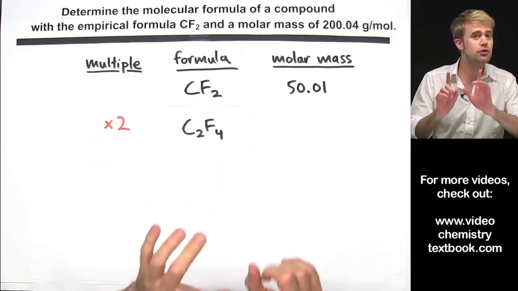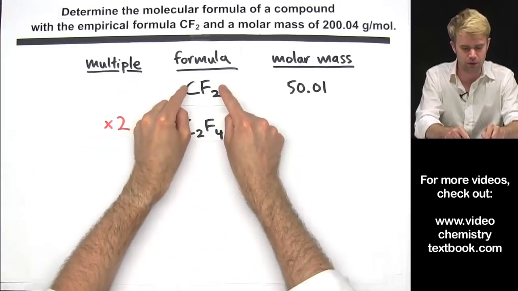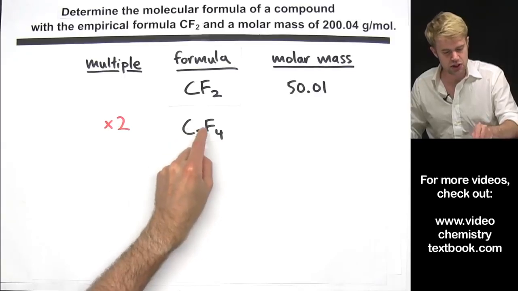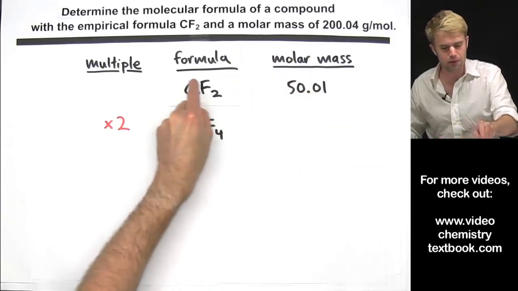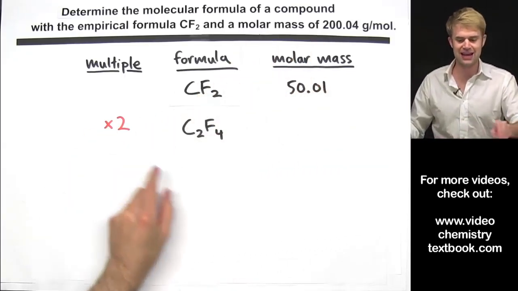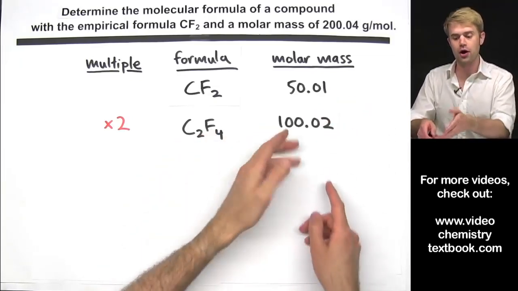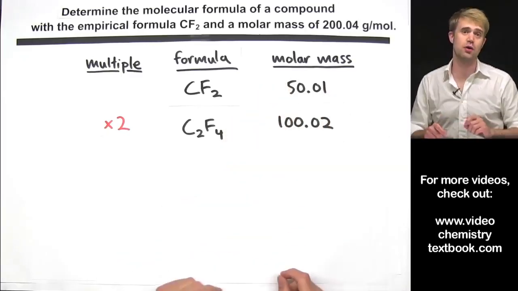Now it's the same for the molar mass. We take the empirical formula, multiply it by 2 and get this. To find the molar mass of C2F4, we can just take the molar mass of the empirical formula, multiply it by 2, and get the molar mass of C2F4, 100.02, twice what this is.